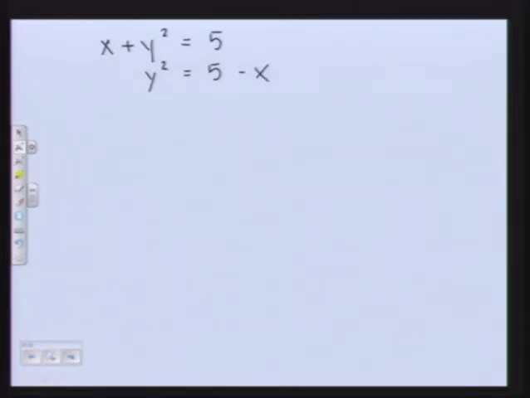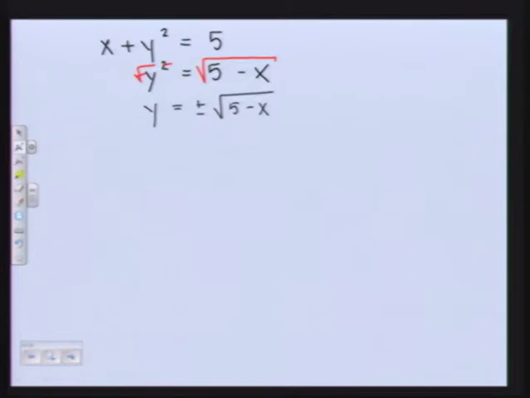Now what we have here is y squared. Well, I'm still solving for y. In order to get rid of that square, I'm going to have to square root both sides. Remember, you do the inverse operation when you want to get rid of something. So the squared, that exponent, and that radical are going to undo each other because they're inverses. What we're then left with is y equals plus or minus the square root of 5 minus x.